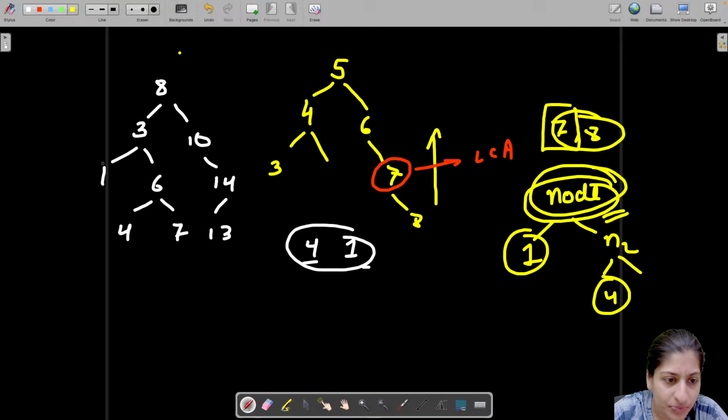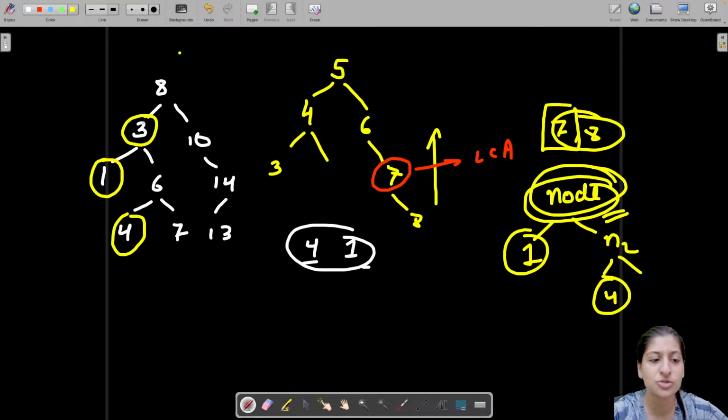If we check here, you see that this is 1, this is 4. If I go above, I see 6. 1 is not a descendant of 6, so we'll have to go further up. I can see that 3 is the nearest node from both of them such that both of them are descendants of 3. So LCA will be 3 in that case.